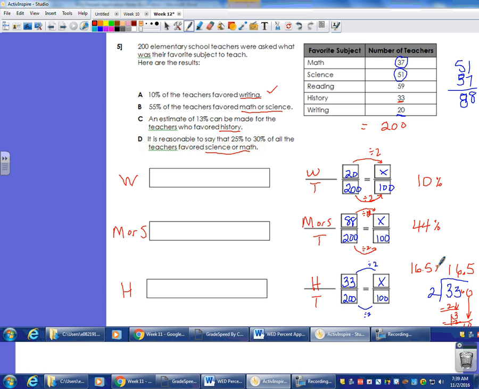16.5%. So when I look off to the side, it says 10% of the teachers favored writing. Yes, that's true. 55% favored math or science. That's not true, it's 44. An estimate of 13 can be made for the teachers who like history. It's actually 16.5, or about 17. And 44 is not in between 25 and 30, so we know that our answer is A. That's it.